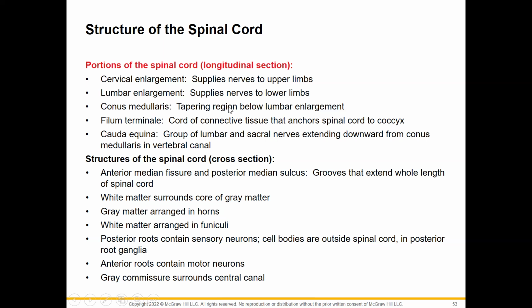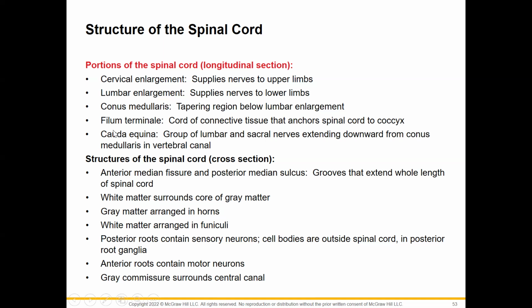The filum terminale is a cord of connective tissue that anchors the spinal cord to the coccyx. So instead of the spinal cord just moving around any way that it wants to, shrinking up, coming down, doing whatever movement it would do if it were not tethered, the filum terminale, or the end filament, is the cord that anchors the spinal cord in place, and it anchors it to the coccyx.